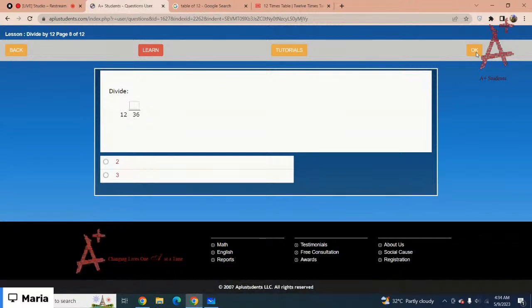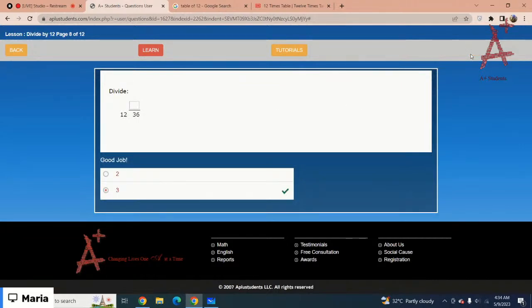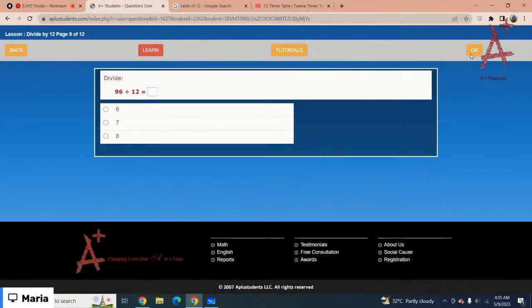Okay, 12 times what number is 36? 12 times 3 is 36. Very good. 12 times what number is 96? Yes, it would be 12 times 8 is 96. So the correct option is 8.